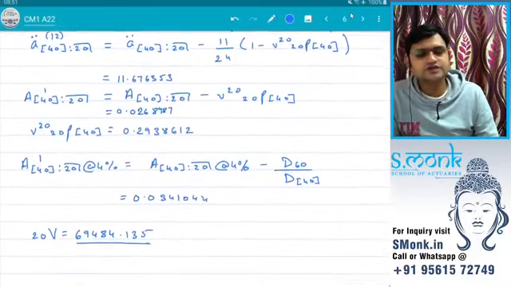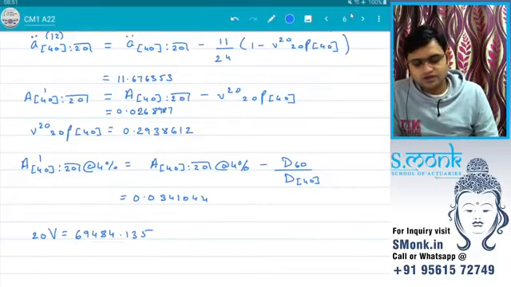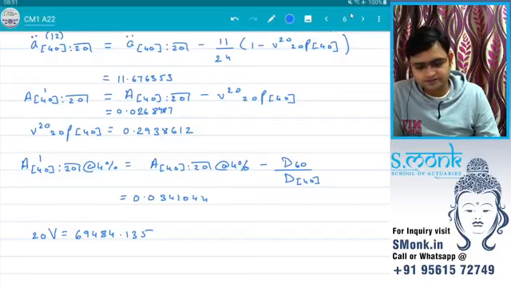So accuracy is very important in CM1, because it takes a long time for us to solve questions, big questions, and if we are not getting marks for it, then what is the point of it, right? So accuracy matters a lot.